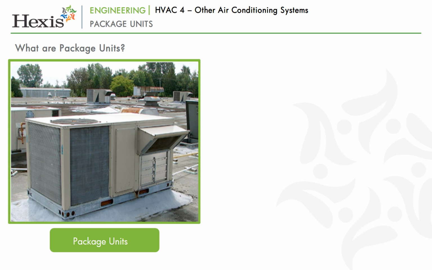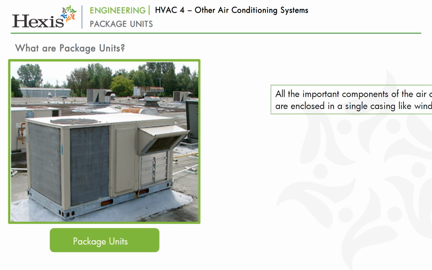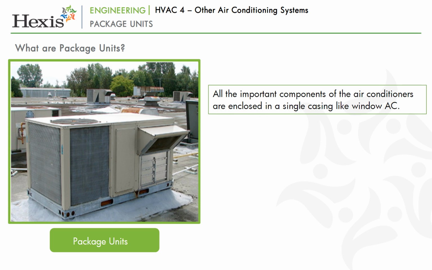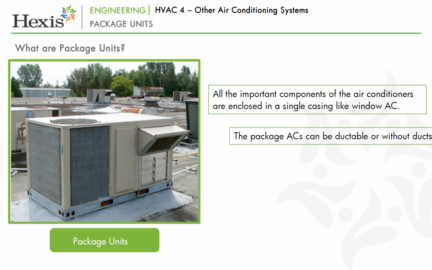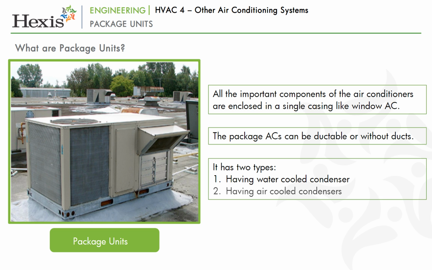As the name implies, in the packaged air conditioners, all the important components of the air conditioner are enclosed in a single casing like a window AC. Thus, the compressor, cooling coil, air handling unit and the air filter are all housed in a single casing and assembled at the factory location. The packaged ACs can be ductable or without ducts. Depending on the type of the cooling system used in these systems, the packaged air conditioners are divided into two types, ones with water-cooled condenser and the ones with air-cooled condensers.